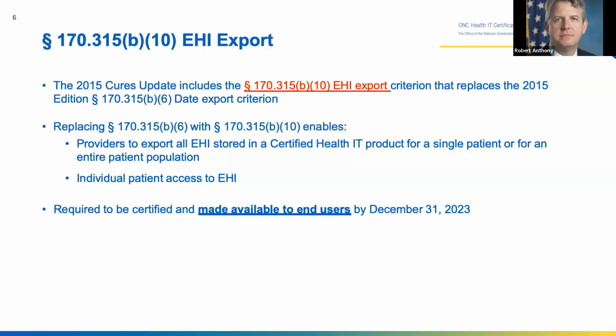Of course, the B10 electronic health information export is a criterion that replaces the previous 2015 edition data export criterion B6. That will be sunset at the end of this year. You are required to be certified and make this available to end users by December 31st of 2023. It is a developer requirement, not necessarily a specific product requirement.